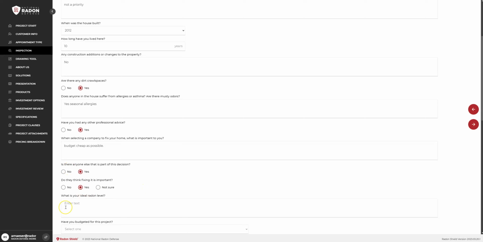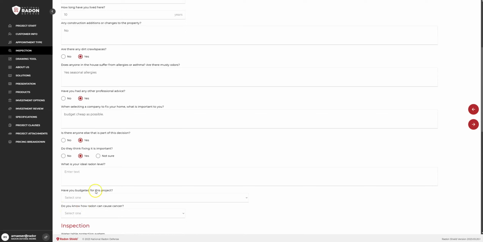What is your ideal radon level? So this question was put in here because we know we're going to get generally a few different answers, right? It's almost always one of three. The first one would be 0. Well, we know that we can't get radon levels down to 0. It's impossible. There's still an average of 0.4 picocuries outside with the open air. So we know that won't happen.